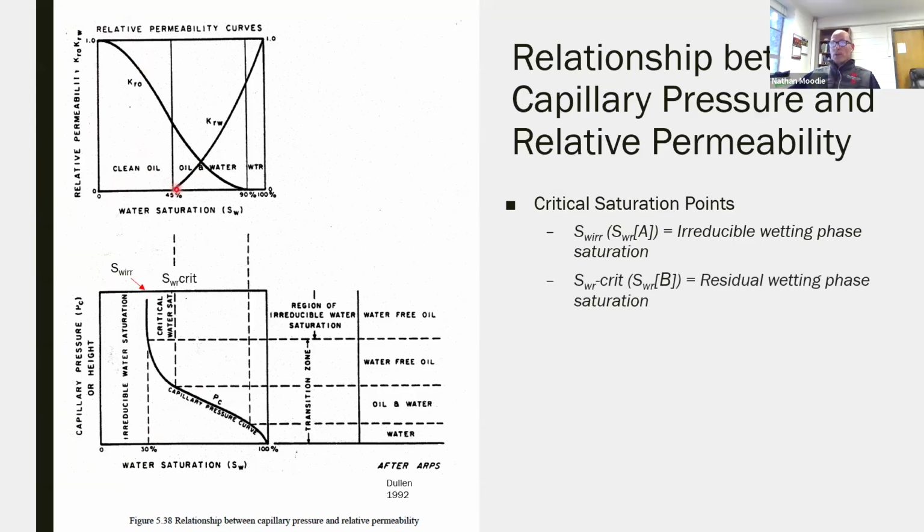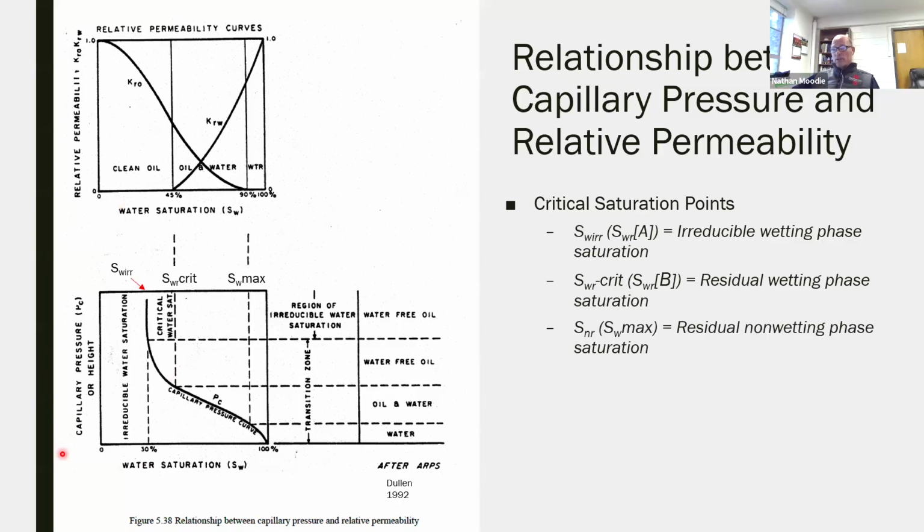There's also a point where you transition from two-phase flow, in this case oil and water, to clean oil, and that's lower down on this curve where you hit this critical water saturation point, where you're not going to move any more of that immobile water. And it's above your irreducible saturation point. That's where on this curve you're going to go from two-phase flow into single-phase flow.